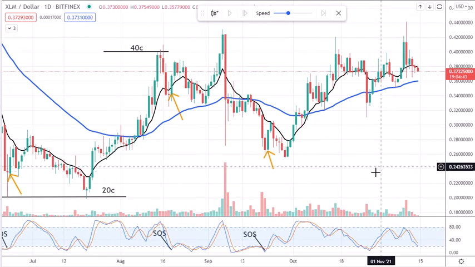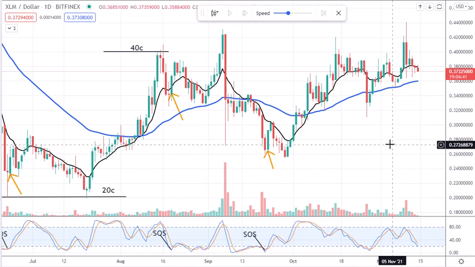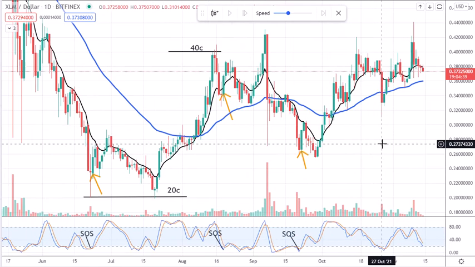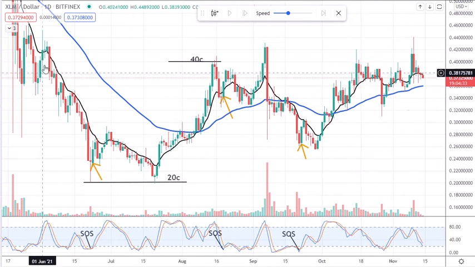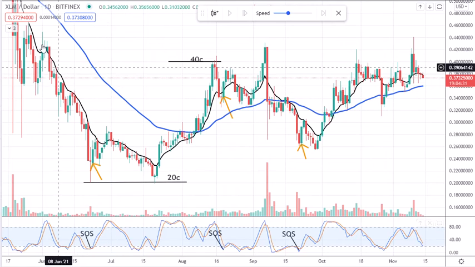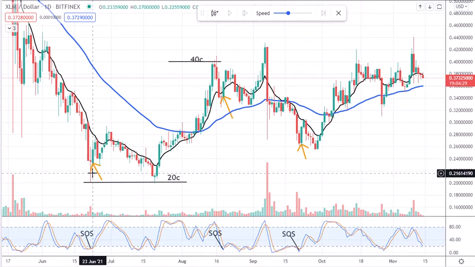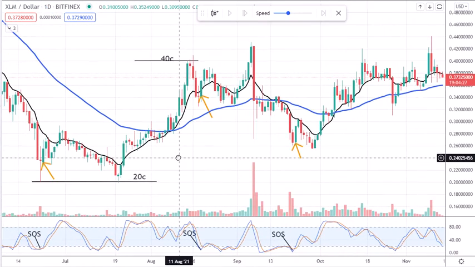Here we go with Stellar Lumens. I try to practice patience with Stellar Lumens, but Stellar Lumens to me is a bit like Monero. Here we go, stochastics oversold. We've got a huge downtrend in play. Actually, I'll just open that up a little bit so you can see it a bit better.